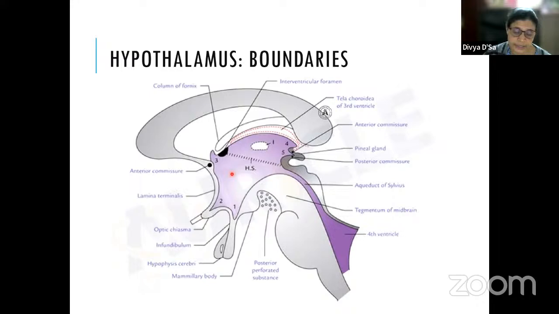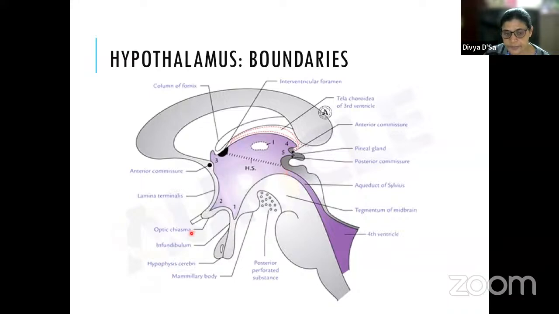Also remember that the hypothalamus is called the head ganglion of the autonomic nervous system, because it is the principal center for the control of the autonomic nervous system. Boundaries: anteriorly, there is the lamina terminalis. And posteriorly, this side, will be the subthalamus.